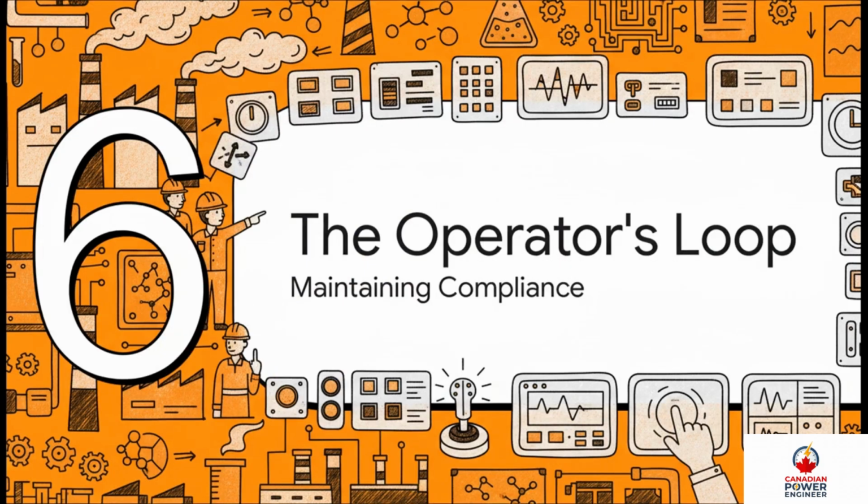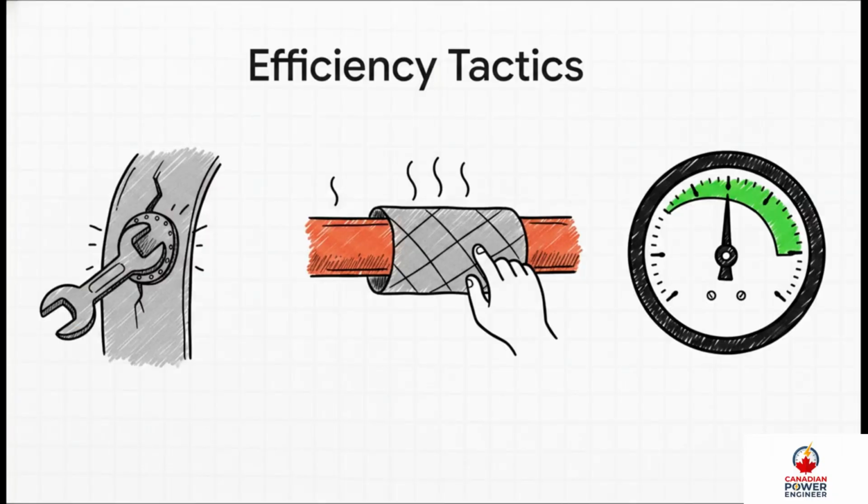Section 6, the operator's loop. Finally, let's tie all of this complex chemistry and automation directly back to your daily responsibilities in the plant control room. Because at the end of the day, all this fancy hardware is only as good as the person running it. The single most effective environmental control strategy often just comes down to the absolute basics: running a tight, highly efficient, and perfectly maintained plant.